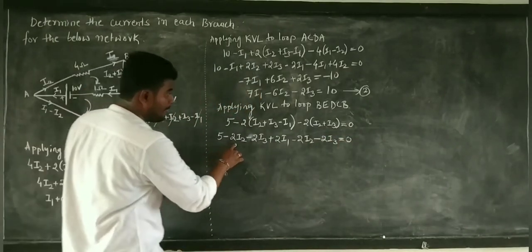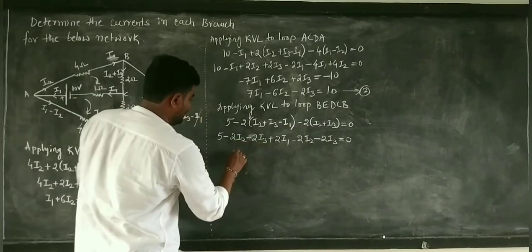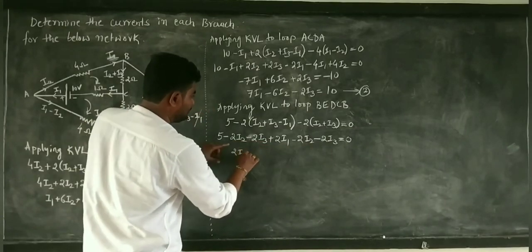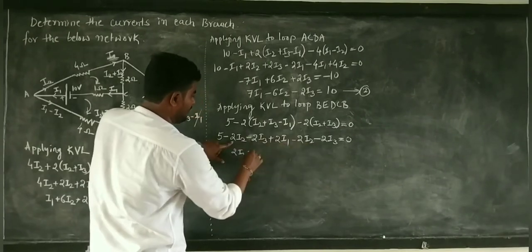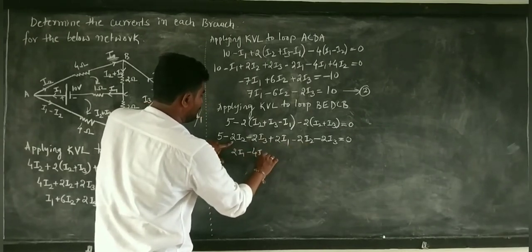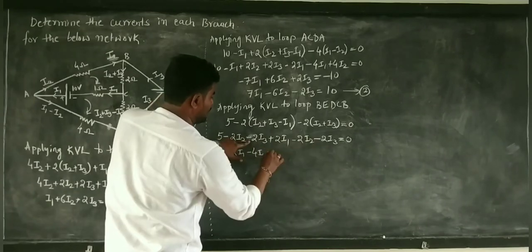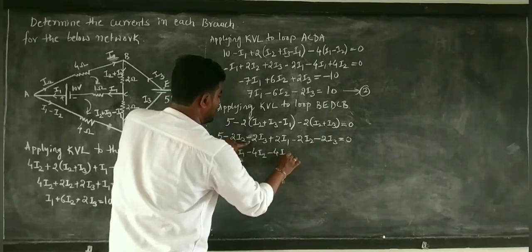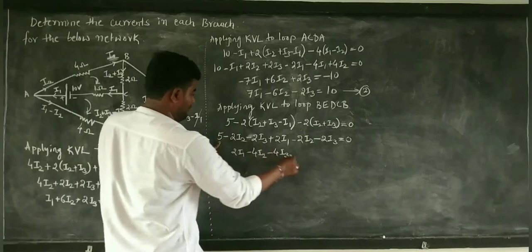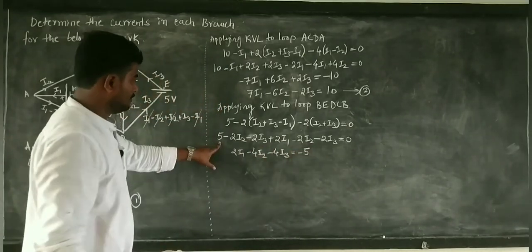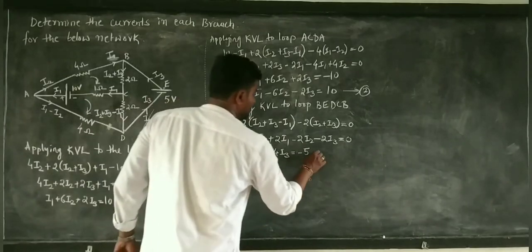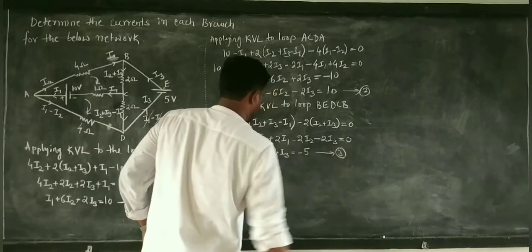Here, look, I1, therefore it is 2I1. Minus 2I2 is there, minus 2I2 is there, therefore it is minus 4I2. Minus 2I3, minus 2I3, minus 4I3 is equal to minus 5. Okay, so this is our equation 3.